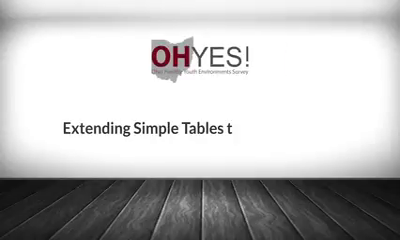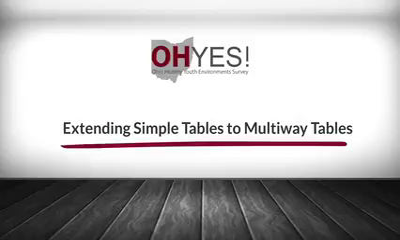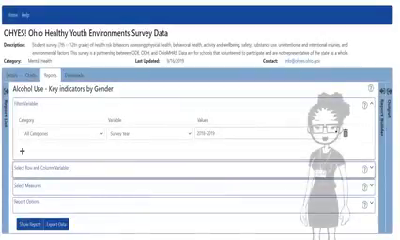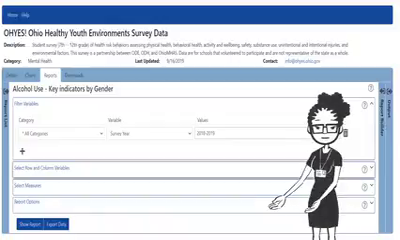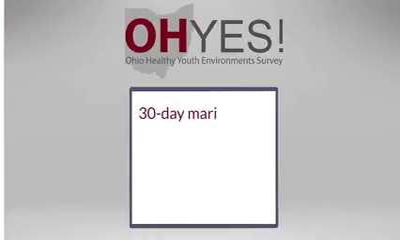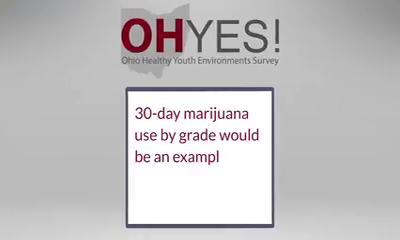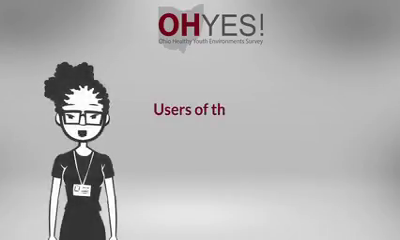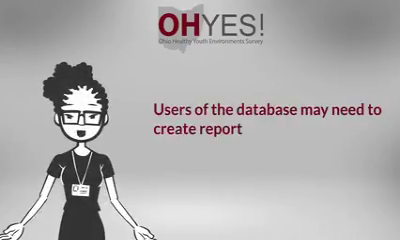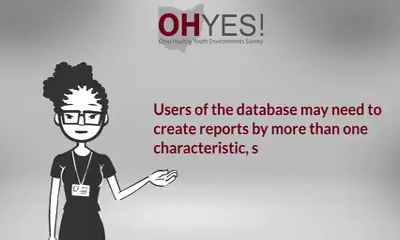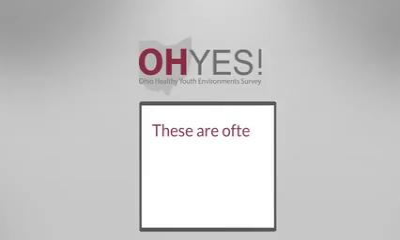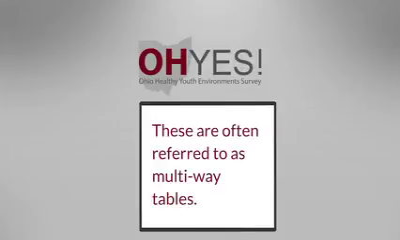Extending simple tables to multi-way tables. The OHYES Public Access Database is primarily designed to provide survey item response counts and percentages by only one characteristic. 30-day marijuana use by grade would be an example of a survey item by one characteristic. However, users of the database may need to create reports by more than one characteristic, such as 30-day marijuana use by grade and gender. These are often referred to as multi-way tables.